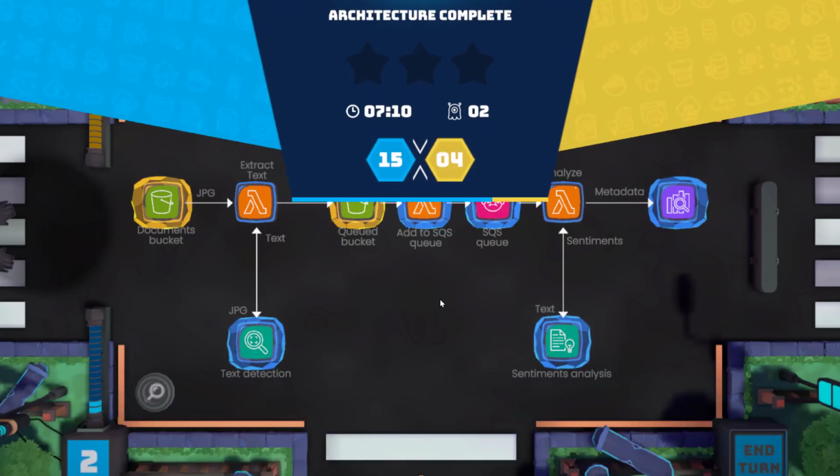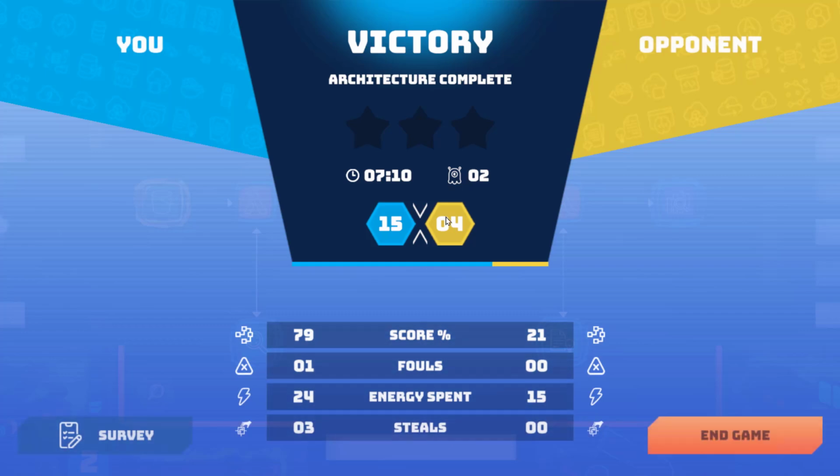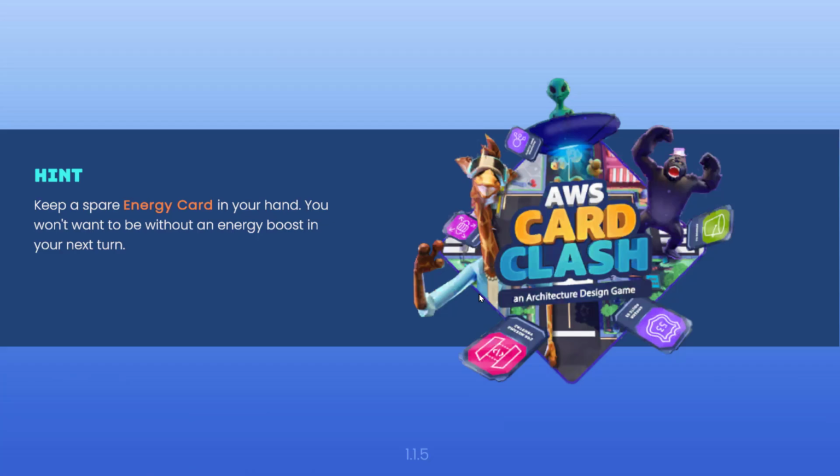Wow. So the math summary, we won 2 times, and as you can see, we got 79%, so 3 stars. I spent a lot of energy then, and I stole his 3 times in the game. So that's about it for this round or for this level.